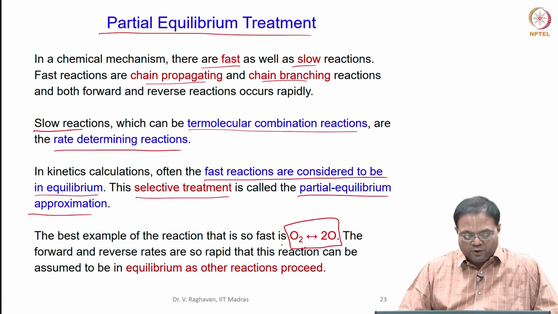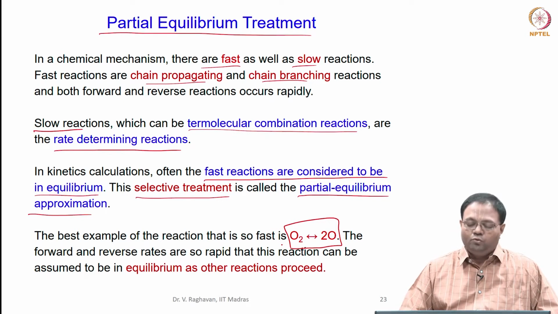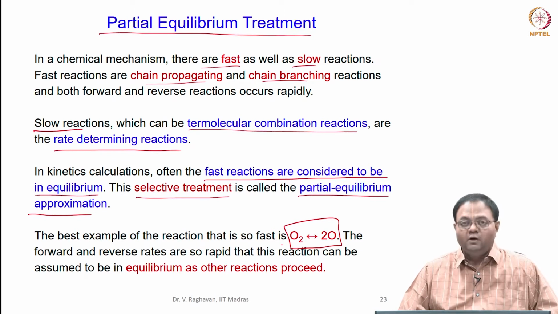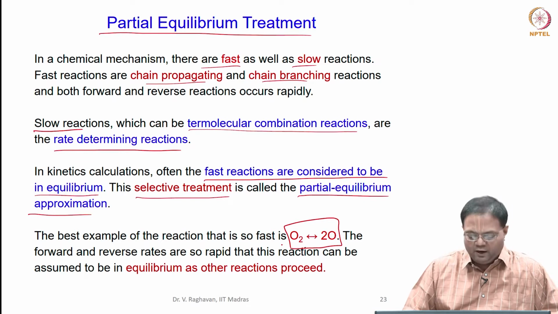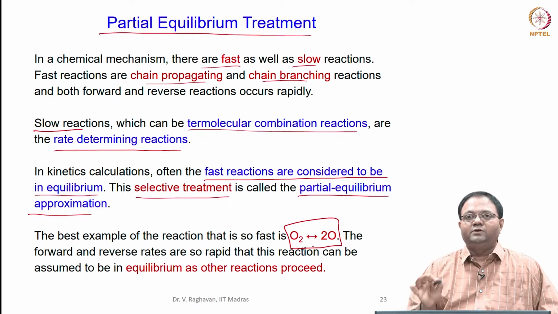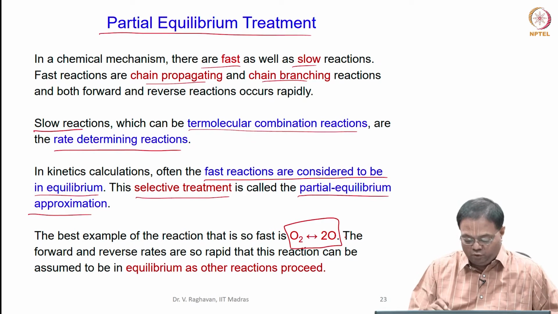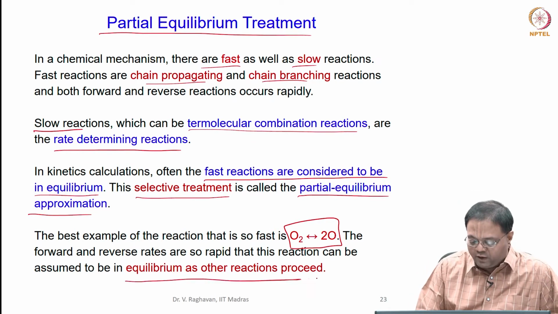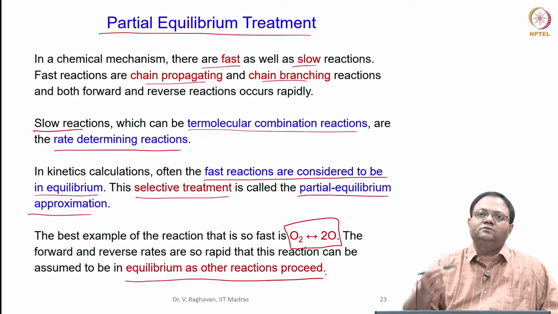So, here the forward rate, O2 producing 2 O atoms, or the reverse rate, 2 O atoms combining to form O2, are very fast. So this completes within a very quick time. And what happens after completion? This becomes an equilibrium. Based on the temperature and pressure, a certain amount of O2 and a certain amount of O will be there in the particular mixture. So the equilibrium can be assumed for this reaction, and other reactions are still going on.